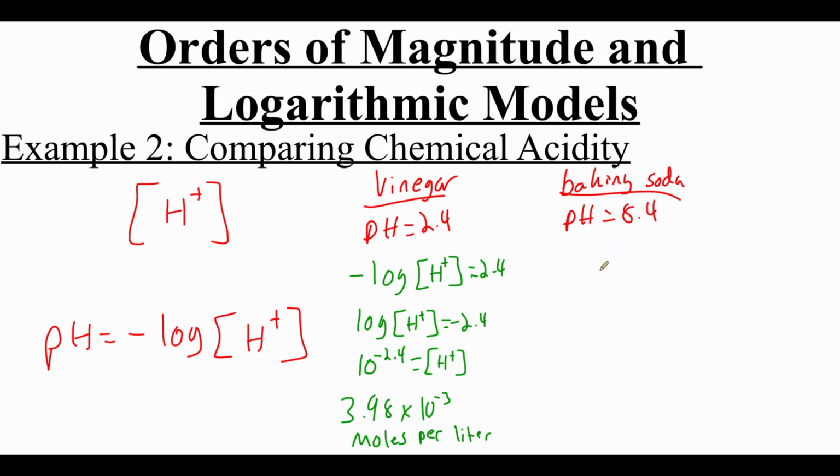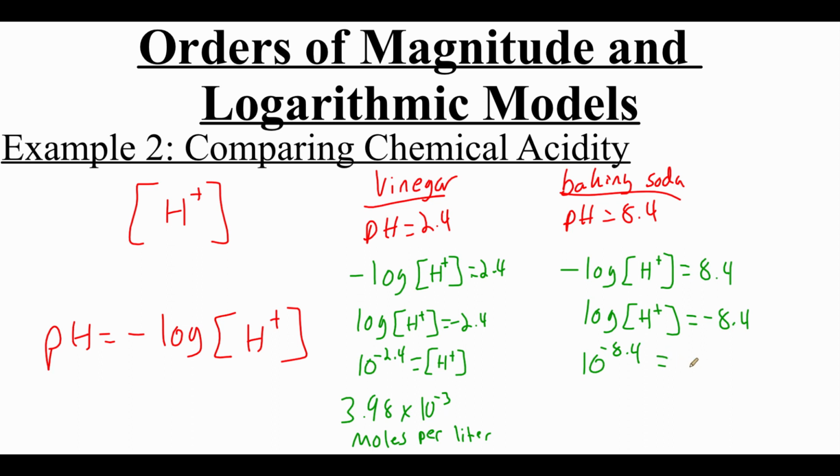Now, if we were looking at this baking soda instead, I would approach it the same way. So the first thing I would do is divide that negative over to the other side. So we've got the log of our hydrogen ion concentration equaling negative 8.4. And again, this is a base 10 logarithm, so I can rewrite this in exponential form by going 10 to the negative 8.4 power equals my hydrogen ion concentration. And if I take 10 to the negative 8.4 power, I get about 3.98 times 10 to the negative ninth. And that's going to be moles per liter for our hydrogen ion concentration again.